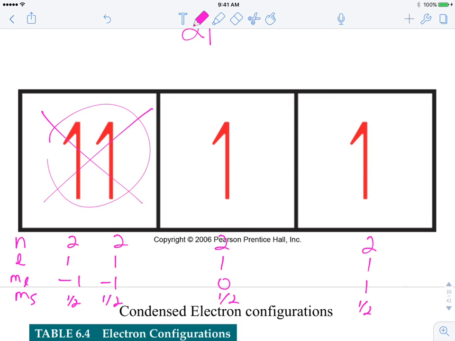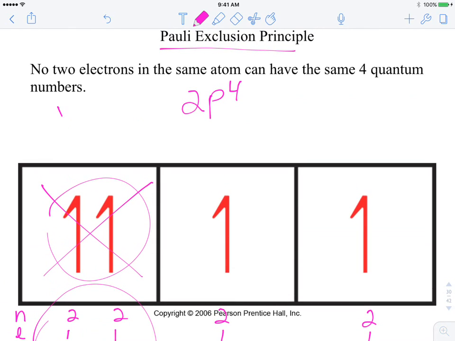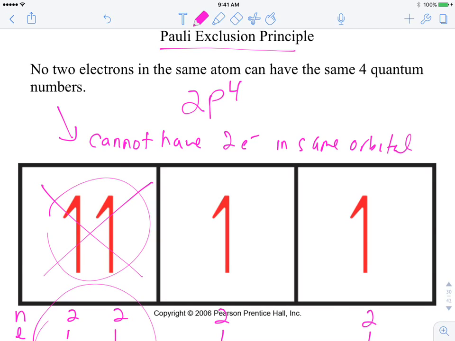What you'll notice is that these two electrons here have the same 4 quantum numbers. That is not allowed. Wolfgang Pauli said that they have to have opposite spins in the same atom. You can't have two electrons with the same spin in the same orbital. That's what you can translate this to. So you cannot have two electrons in the same orbital with the same spin. It's not allowed.